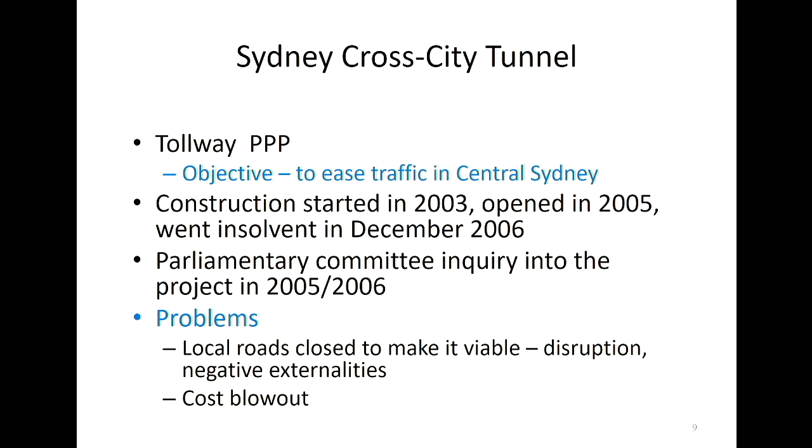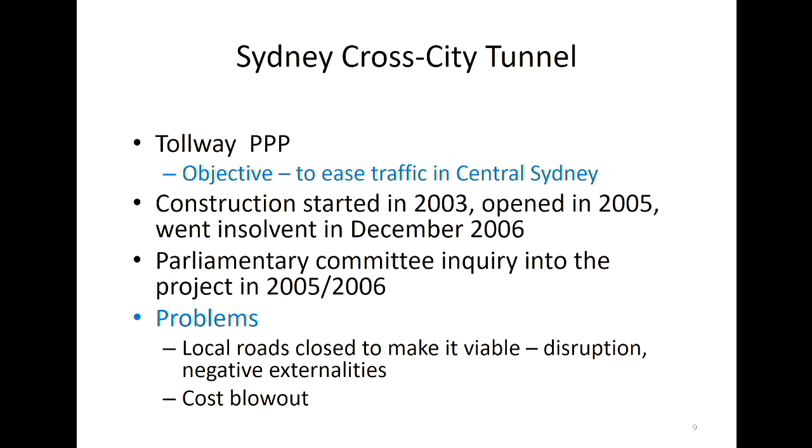All right, let's look at the case of the Sydney Cross City Tunnel. This is a typical or classic example of what might go wrong with PPPs, and various governments learned from this case to improve PPP management. The Cross City Tunnel is a tunnel that connects Darling Harbour and the Kings Cross Tunnel. The purpose is to ease the traffic in central Sydney. The project's construction started in 2003, so back some time ago, and it opened in 2005. The project is a 30-year period, and it will be transferred back to the government in 2035.